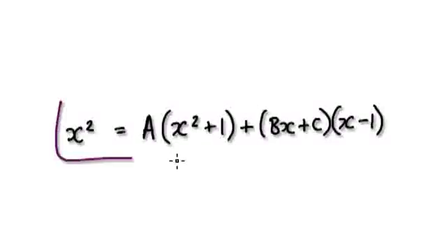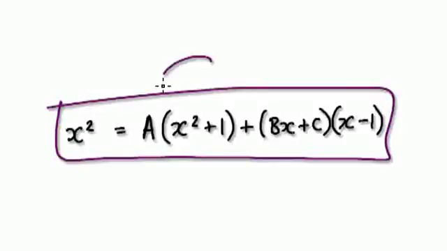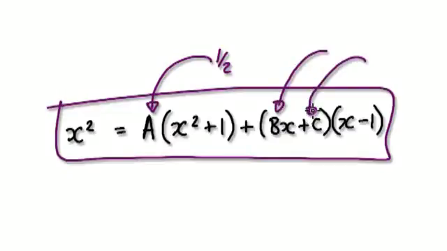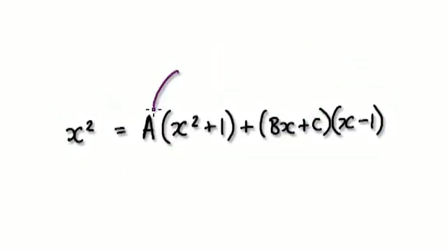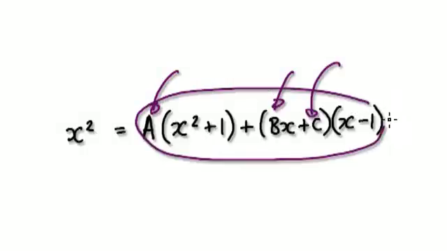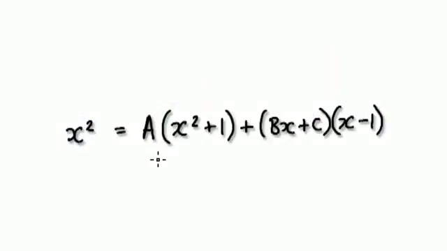Following on from the previous video, we got to this stage here. In the previous video, we already found that a equals a half. We now need to find b and c. So really, we are trying to find a, b, and c in such a way that this whole thing here equals this thing here. The trick is to now look at it in terms of x squared.